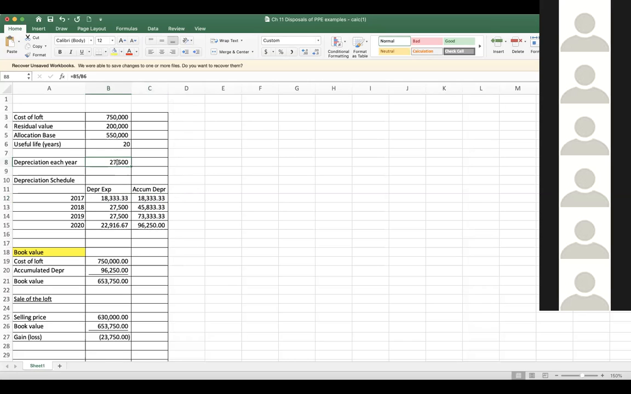So my annual depreciation, as we had previously calculated, was 27,500. And then 27,500 divided by 12 multiplied by 8 is 18,333.33. And then we had the full year of depreciation in 2018, a full year of depreciation in 2019, and then we had already calculated the partial year depreciation that I had in 2020. This was the amount, the 22,916.67, that I had to do that journal entry for.